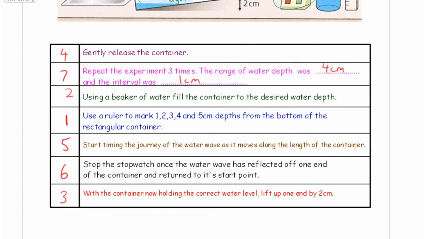I won't read through each one, but one thing I will highlight is the range and the intervals, because we've got these values down here of the independent variable, the different depths. The range, remember, is from the highest to lowest values. So that's 5 take away 1, giving you 4 centimeters. And the interval is the gaps between successive depths. So 1 centimeter, 2, 3, 4, 5, all 1 centimeter.